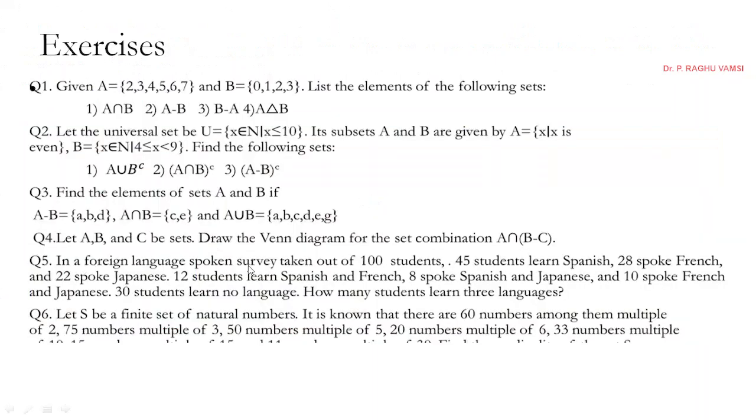In a foreign language survey taken among 100 students, 45 students learn Spanish, 28 speak French, and 22 speak Japanese. 12 students learn Spanish and French. So these are the combinations you need to make use of, and finally you have to calculate how many students learn these languages. So these are the exercises for your practice, and we'll see the rest of the concepts in the next lecture.